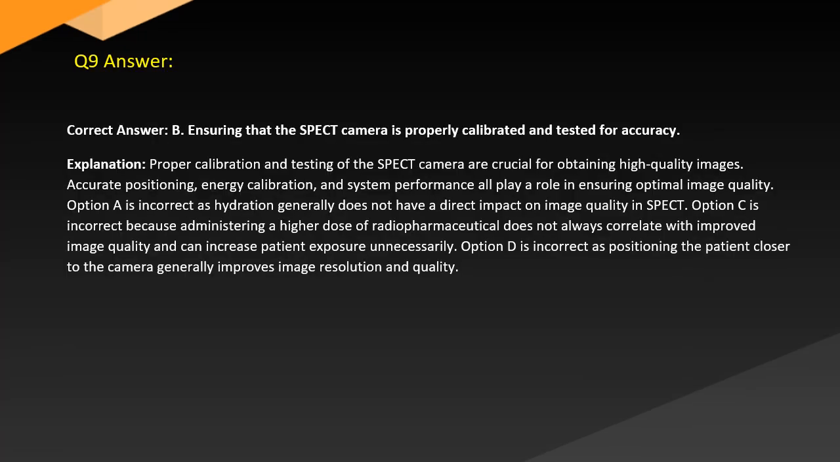Answer. Correct answer: B. Ensuring that the SPECT camera is properly calibrated and tested for accuracy. Explanation. Proper calibration and testing of the SPECT camera are crucial for obtaining high-quality images. Accurate positioning, energy calibration, and system performance all play a role in ensuring optimal image quality. Option A is incorrect as hydration generally does not have a direct impact on image quality in SPECT.